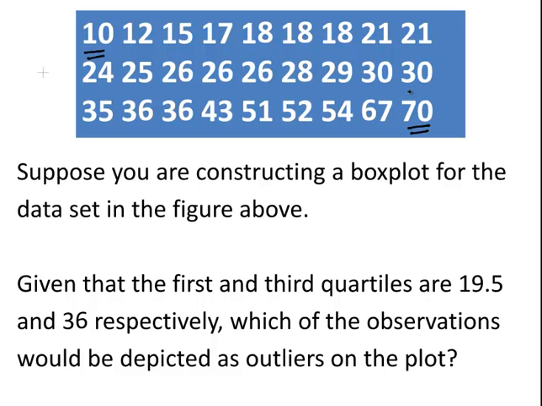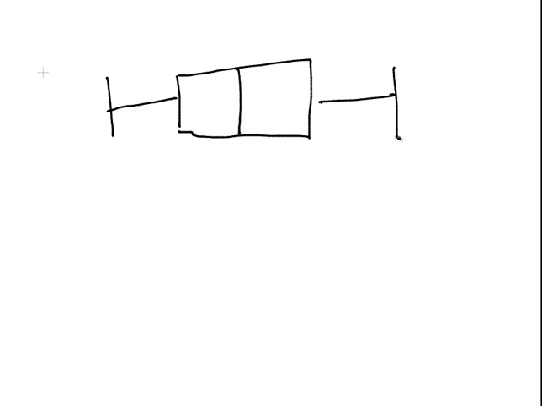Okay, so given that the first and third quartiles are 19.5 and 36 respectively, which of the observations will be depicted as outliers on the box plot? So first off, what do I mean by that? You might actually have a box plot that looks something like this. A little bit strange looking, but you might have a few outliers on either side. And how do we detect these outliers?